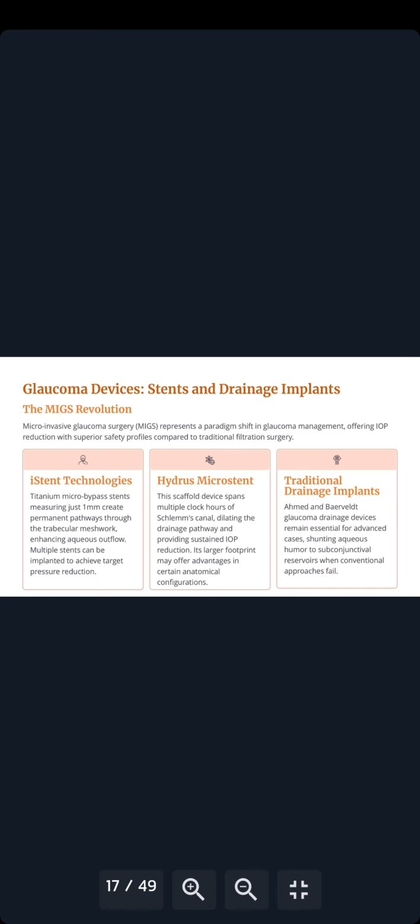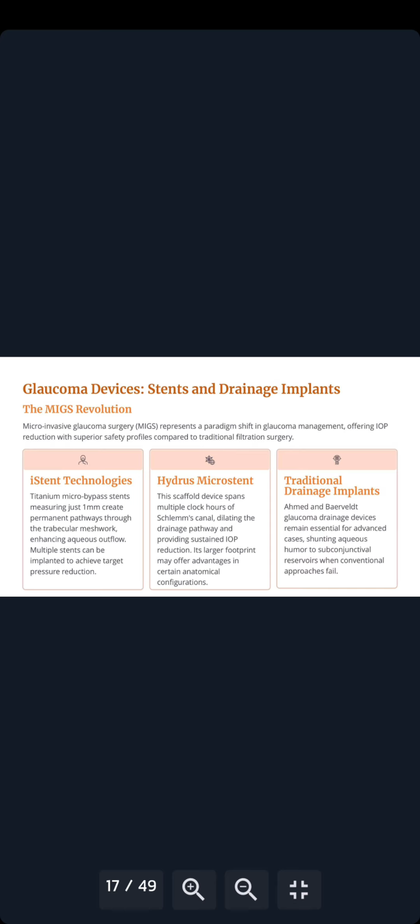We also have traditional drainage implants. There are some devices for glaucoma from the old days, but they still help by shunting aqueous humor to a subconjunctival reservoir. It's like a tube. It sends the fluid from this place to that place. So unlike a stent, it doesn't open up the area.